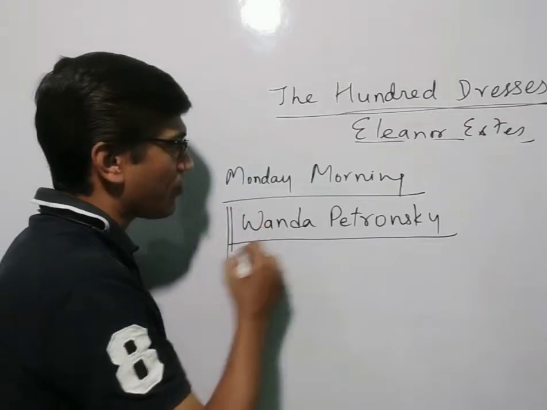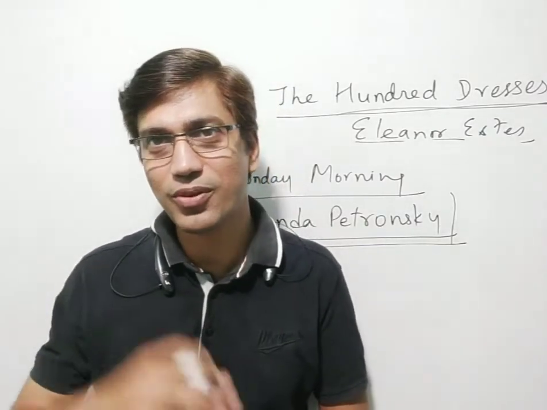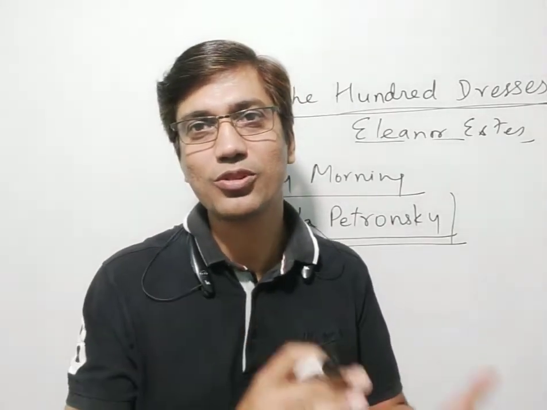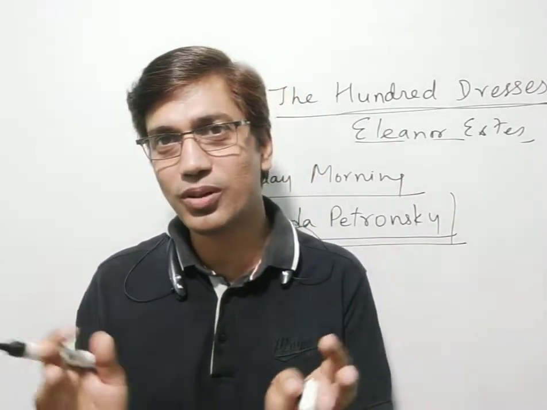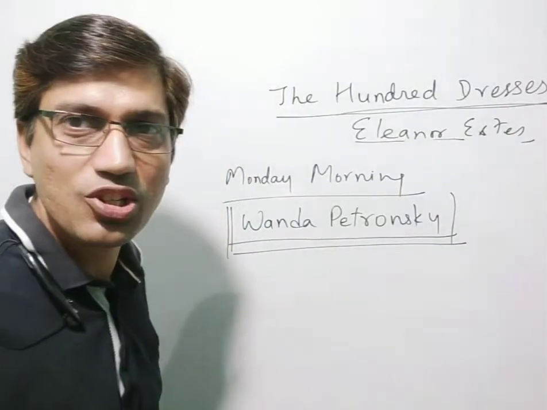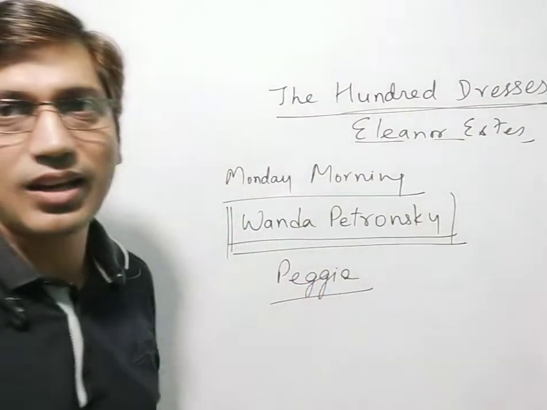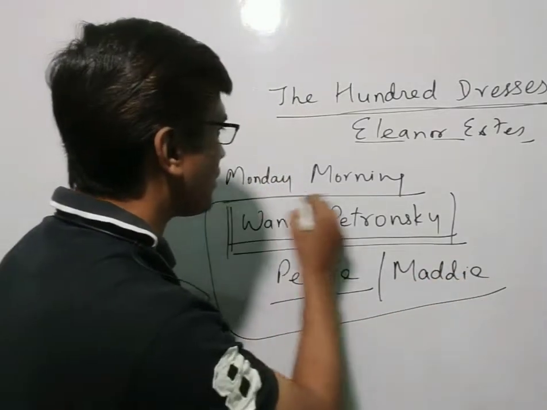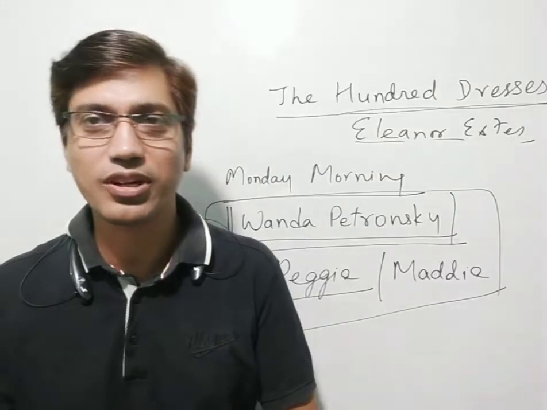So the lead character of our story is Wanda Petronski. It's a long name, isn't it? It sounds a bit bizarre when we pronounce it and when we hear it also, because mostly the American students coming from that particular society are used to hearing Anglophone names, which are very simple to hear. But this is Wanda Petronski, and there are two more characters which you will find being mentioned again and again in the story. One is Peggy, the leader of the class, you can say, and another one is her friend Maddie. Basically these three characters are involved in the story, and there are some other side characters, less important characters.